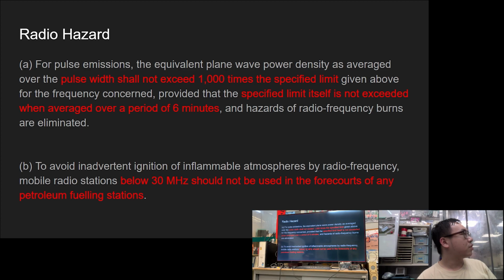You are not allowed to use the 30 megahertz band near the filling station. The reason is that in the past, 30 megahertz could be emitted with very large power. Yes, and it may cause sparks if you are using very large emission power. So that's why they forbid this kind of emission.